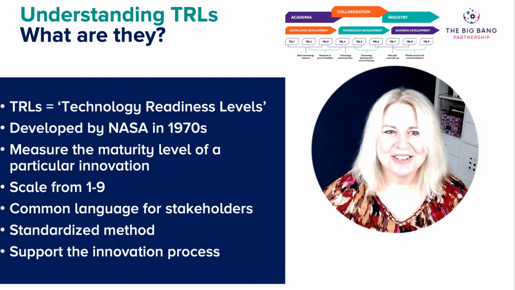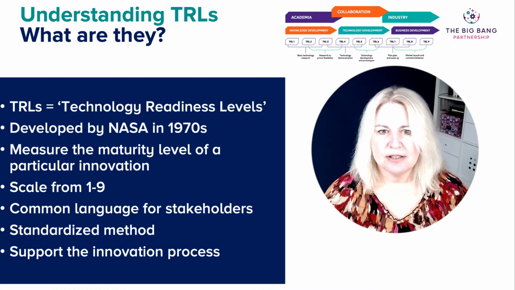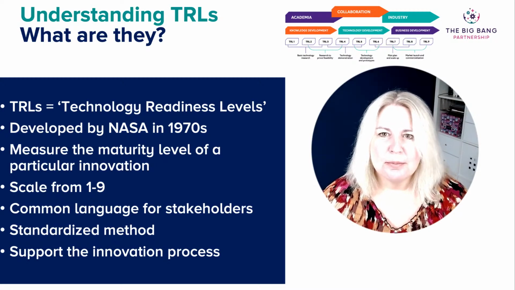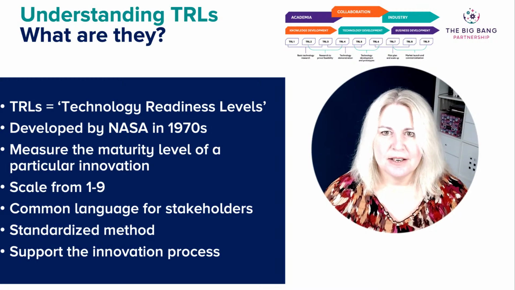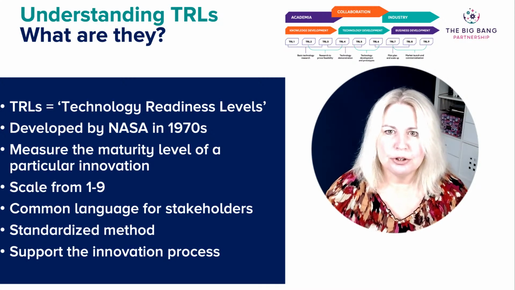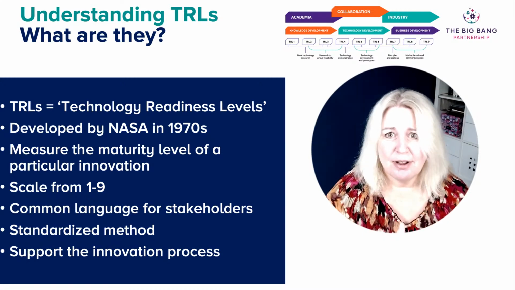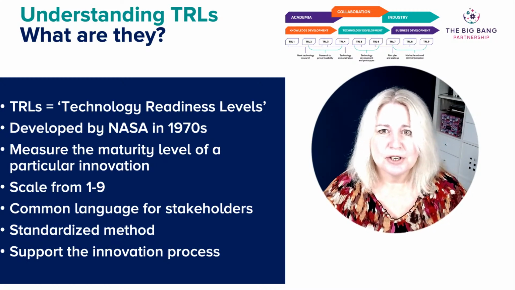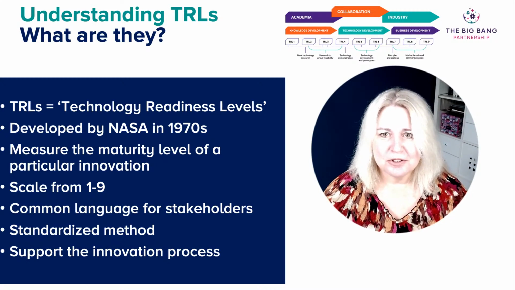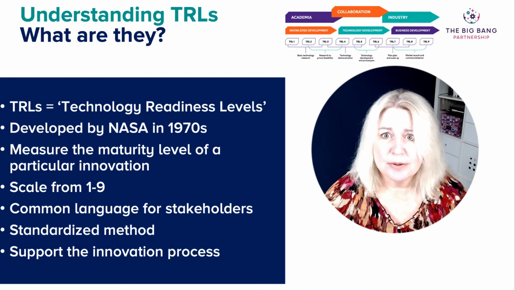So let's get started. What is a TRL? What is a technology readiness level? Well, it was a system devised by NASA in the 1970s because they wanted to track how far along, how mature their innovations were when it came to actually being used for real in the space environment. It's a scale from 1 to 9. 1 is the lowest maturity, and 9 is the highest level of maturity, which means it's able to be used and is being used on a mission.